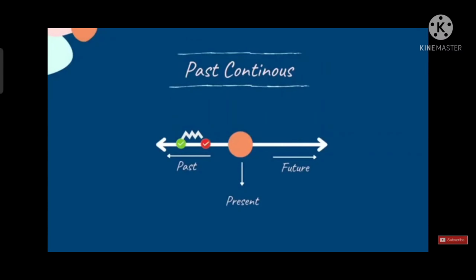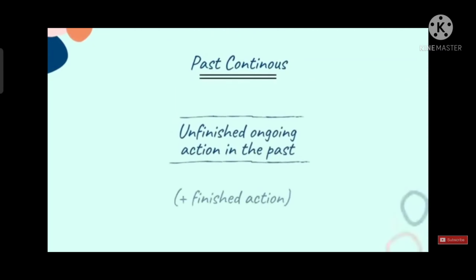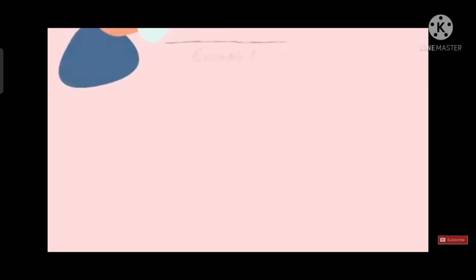In the timeline, the action which began in the past is represented by a green tick. The white swirly represents the action was ongoing. It continued until another action shown by the red tick happened. The main use of past continuous tense is to show an unfinished ongoing action in the past which continued until a finished action occurred. Let's understand its usage with the help of some examples.